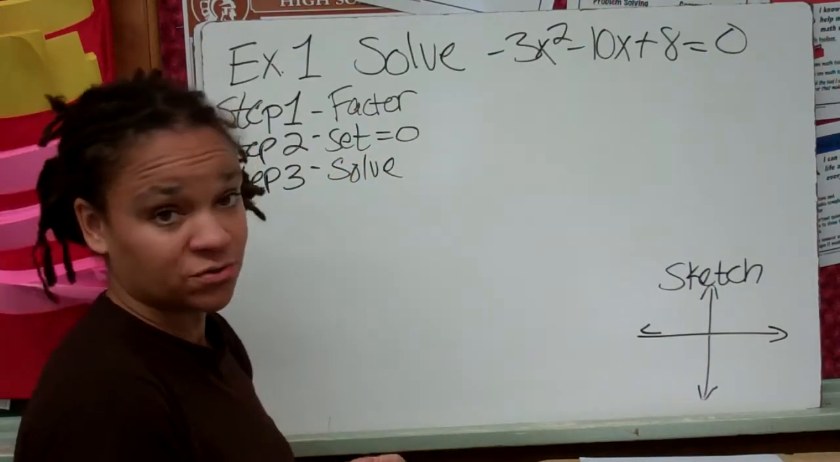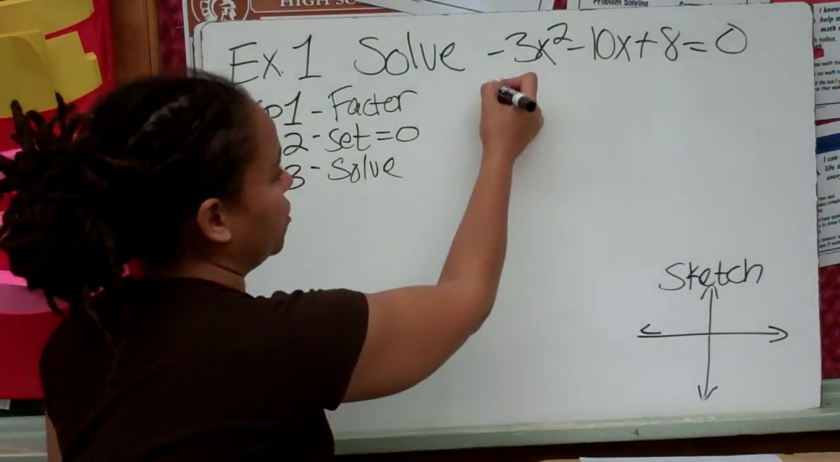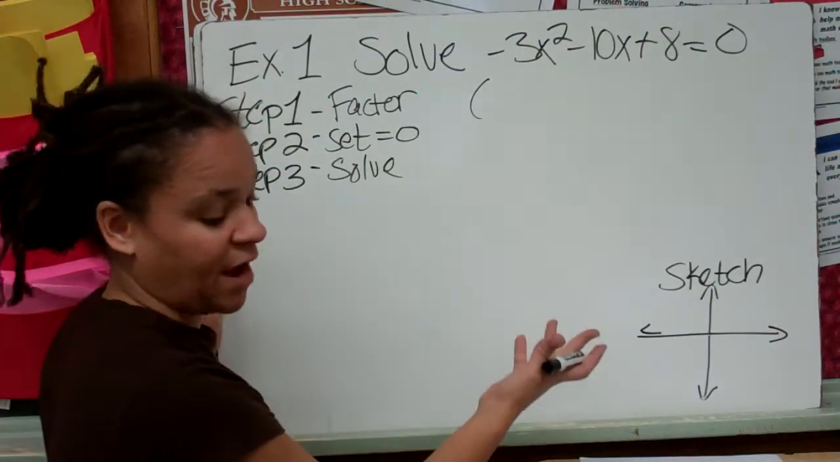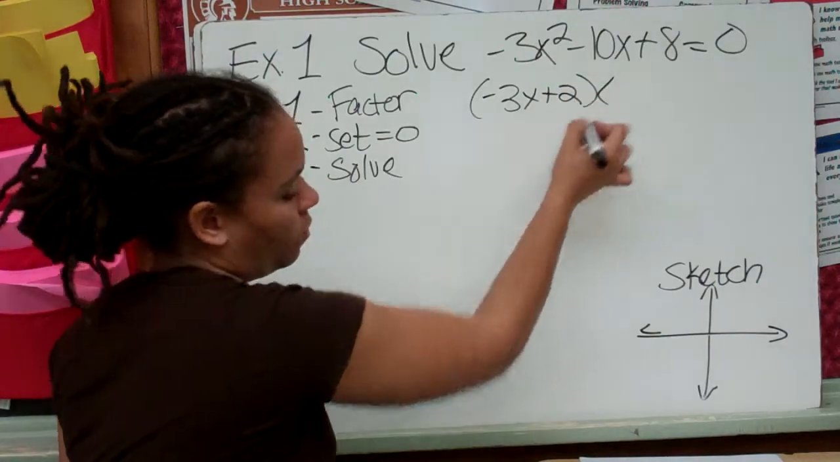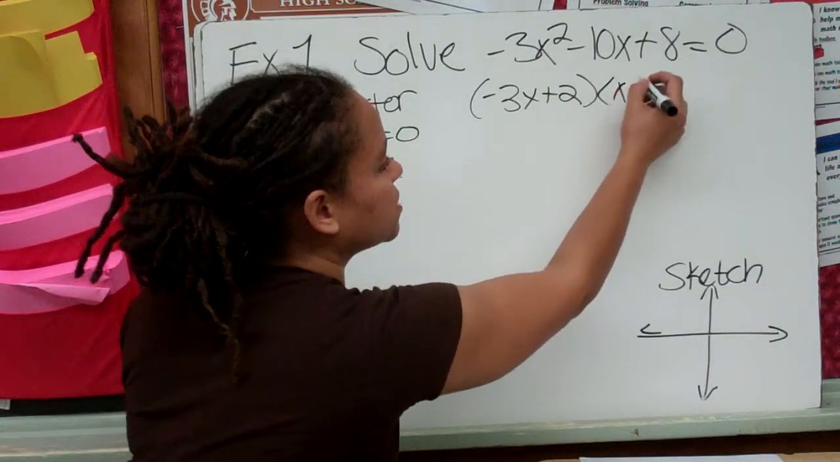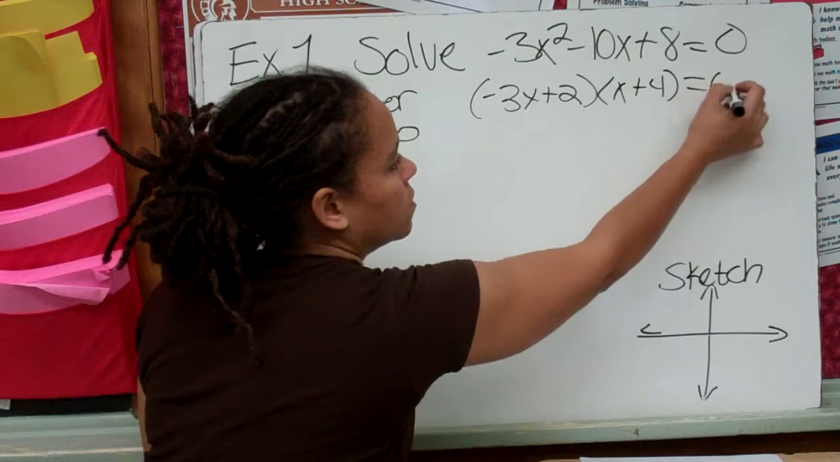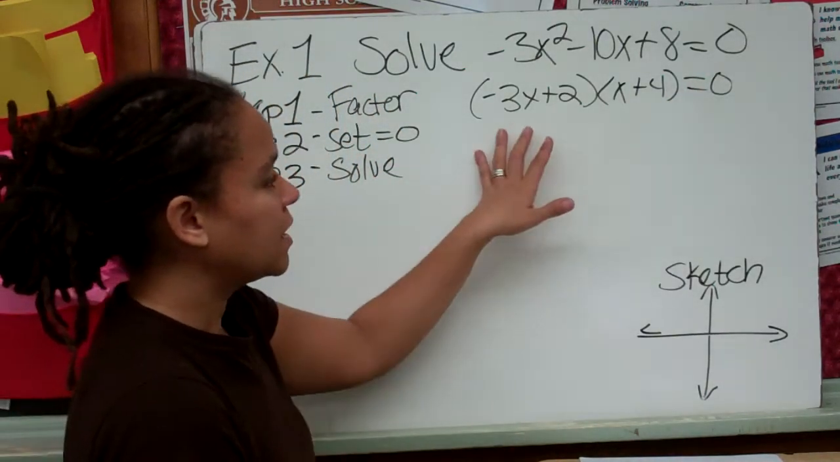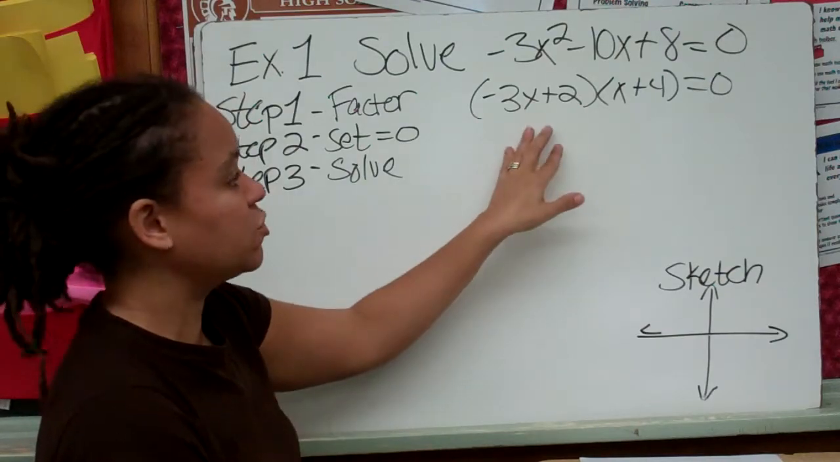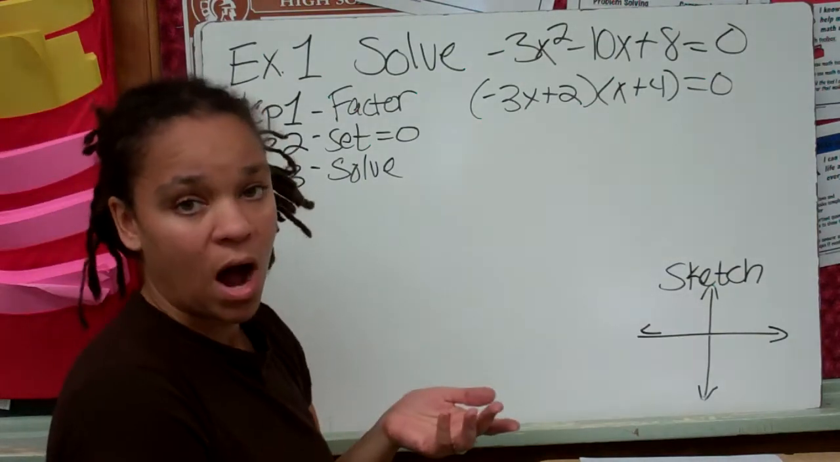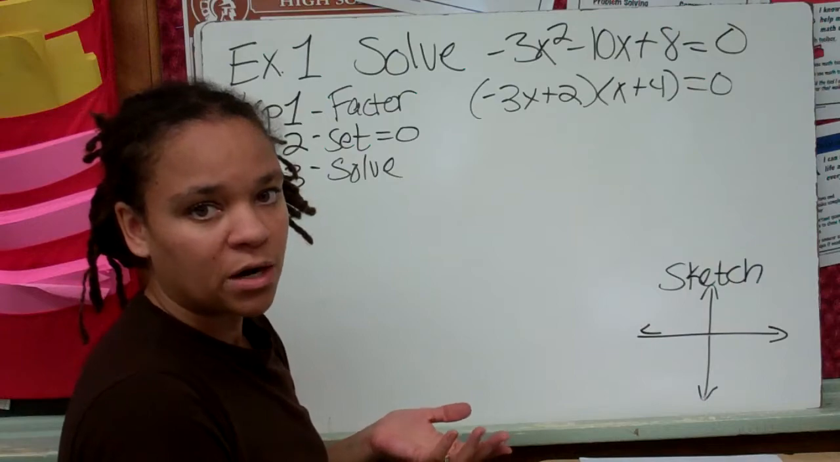So if you factored this, and maybe you could pause and factor it, see if you get what I get. Negative 3x plus 2 would be one of the factors, and x plus 4 would be the other. Now, that means we factored it. Set equal to 0. You need to set each parenthesis equal to 0. Why? Well, something called the zero product property rule.